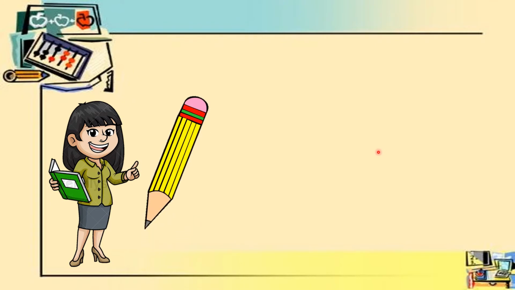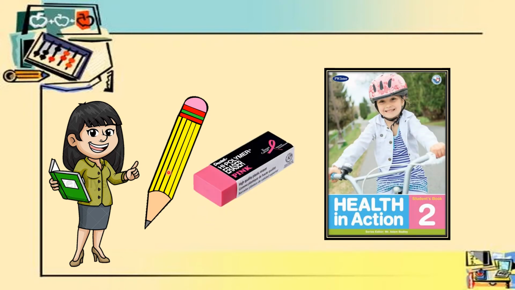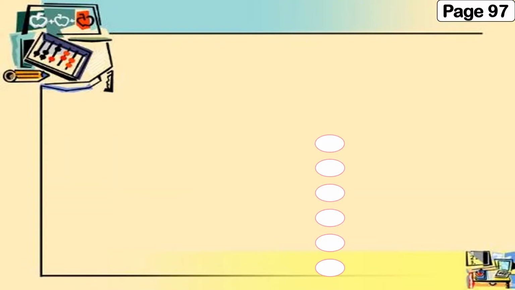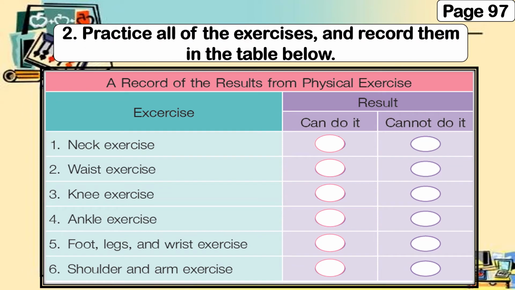So this time, I want you to prepare your pencil, eraser, and your health in action book for P2. And open it on pages 97 and 98. On page 97 on your book, you need to practice all the exercises that I have discussed to you earlier.